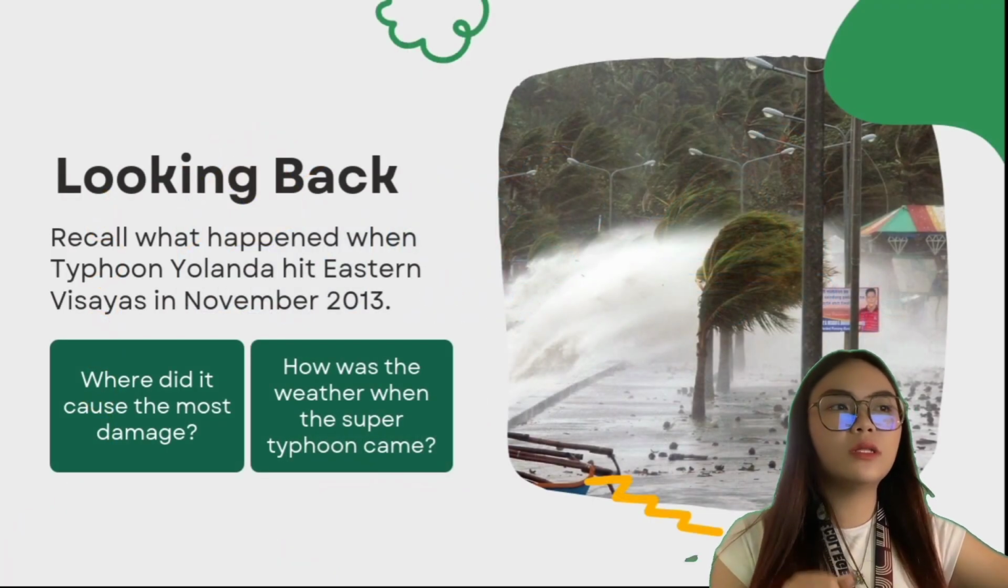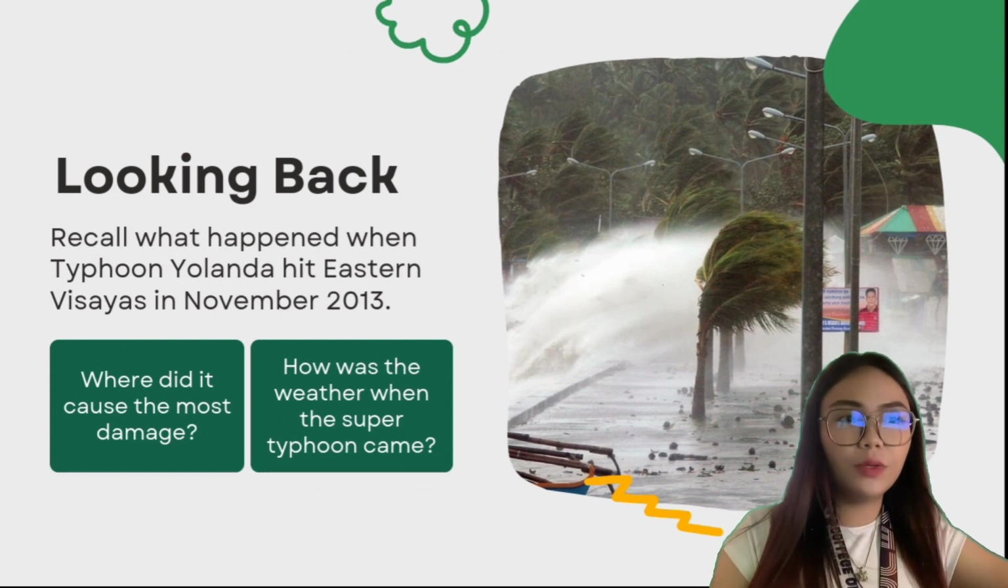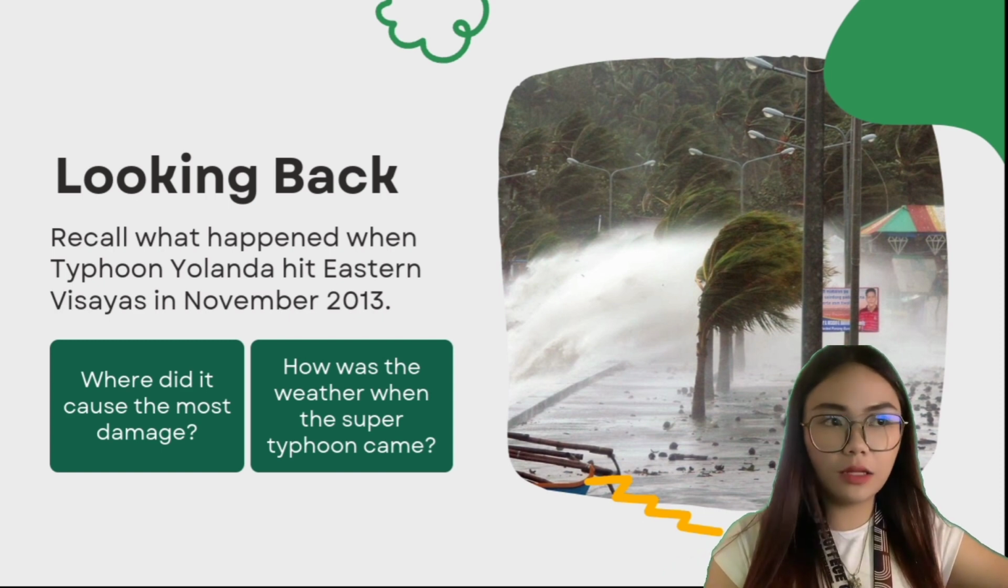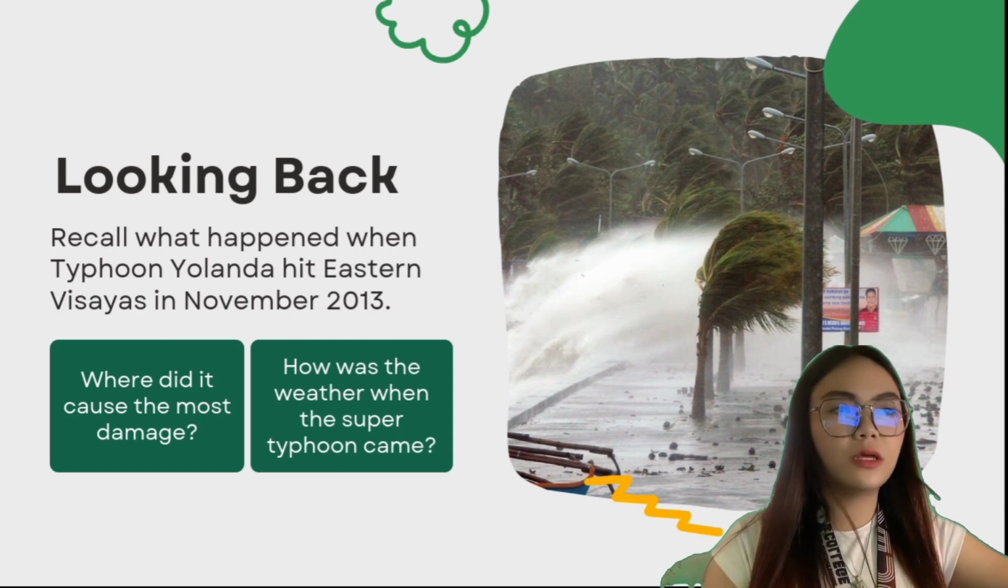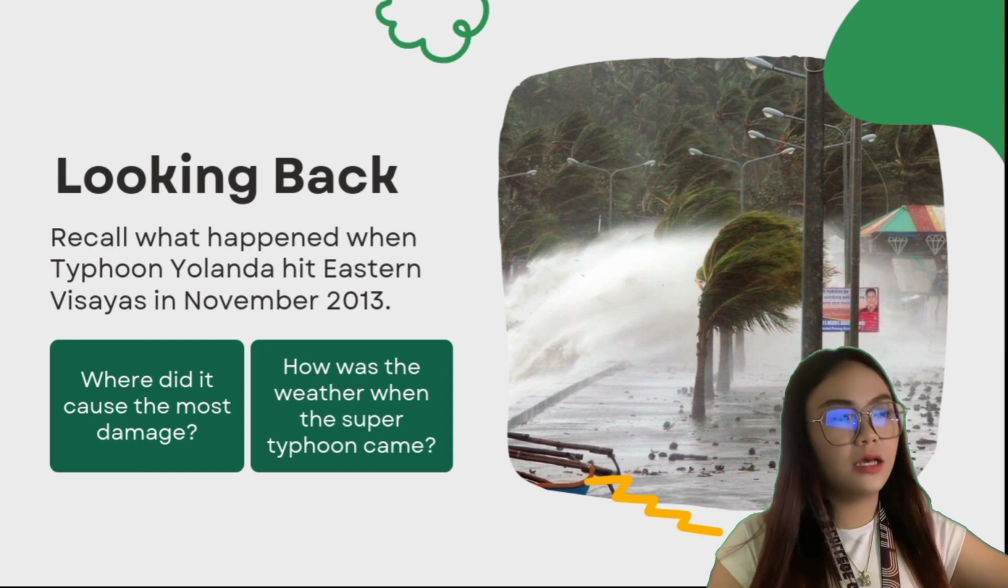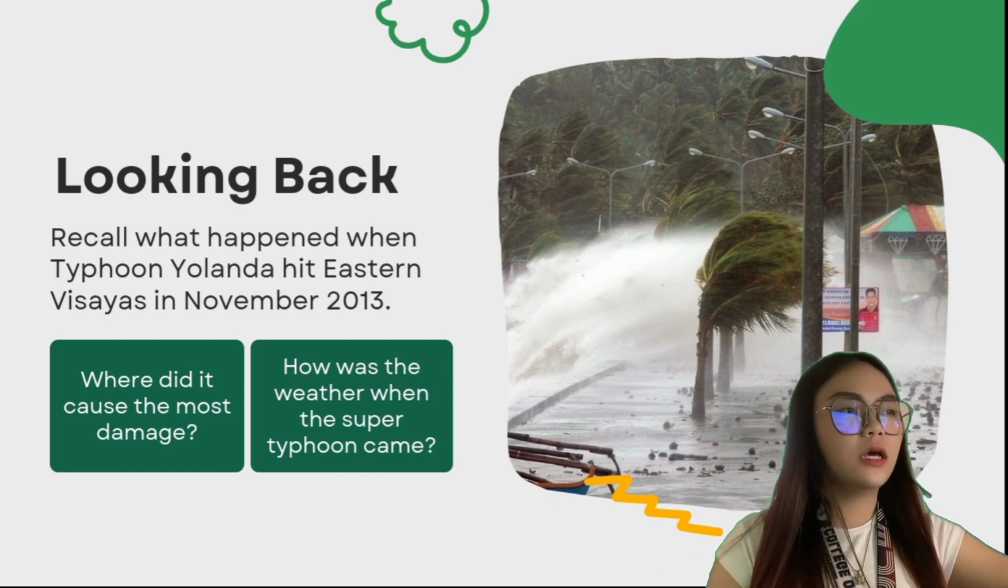Looking back, recall what happened when Typhoon Yolanda hit eastern Visayas in November 2013. Where did it cause the most damage? It caused the most damage in Tacloban Leyte, right? And how was the weather when the super typhoon came? So, it is pouring heavily and it is very windy and also foggy. And also cloudy. You don't see Mr. Sun.